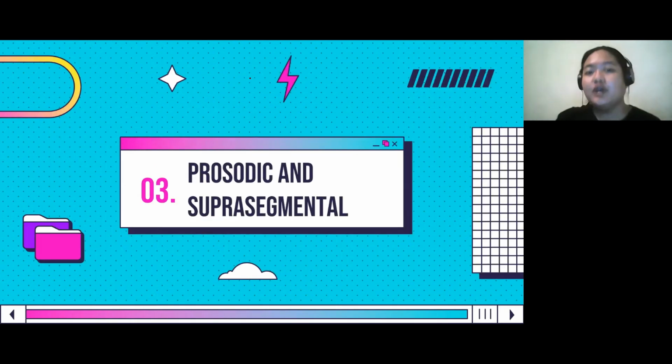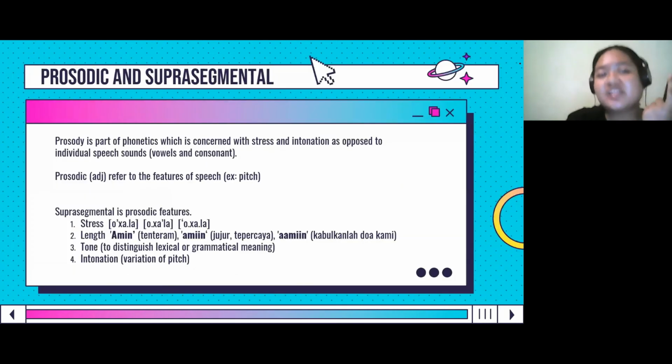So let's continue. Prosodic and suprasegmental. Prosody is a part of phonetics which is concerned with stress and intonation as opposed to individual speech sounds, in this case vowels and consonants. Prosodic is actually the adjective of prosody, referring to the features of speech, for example, pitch. And suprasegmental is prosodic features. So the stress. Here is the Spanish word oxalá. The stress is in the second syllable, in the last syllable, and also in the first syllable.